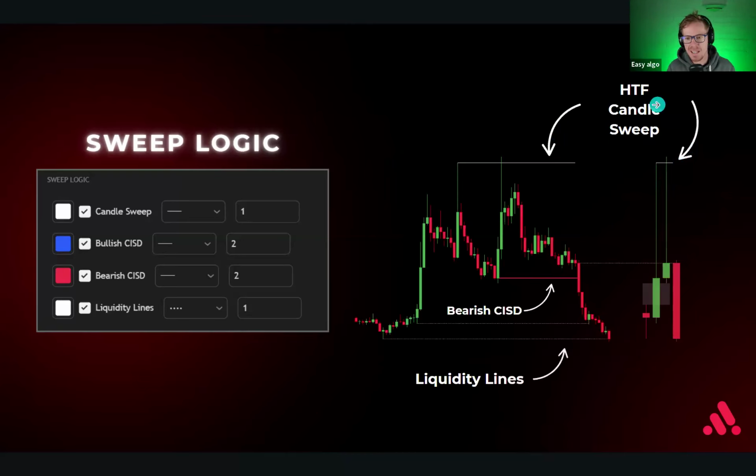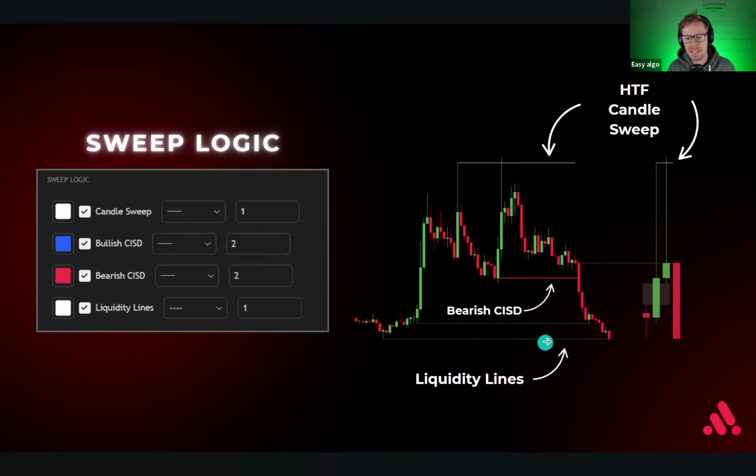So this will be the higher time frame candle sweep projected onto the lower time frame. We can customize that as well if you want dotted or thicker lines, or you can change the line color and customize it how you want. And then we get the bearish and bullish CISD, which is usually created after we get a confirmed sweep happening. We get the bearish or bullish CISD that's created. We can alter the colors, the size, the thickness, all of that on the dashboard over here.